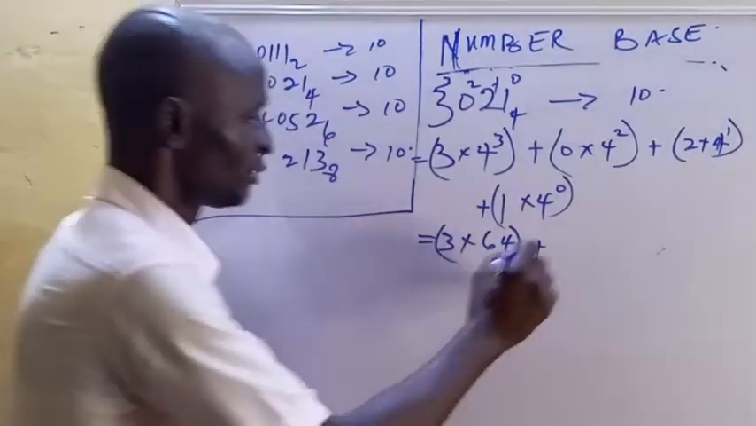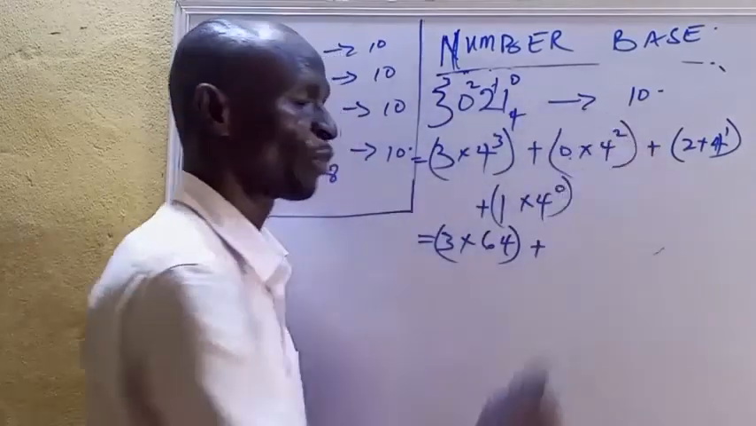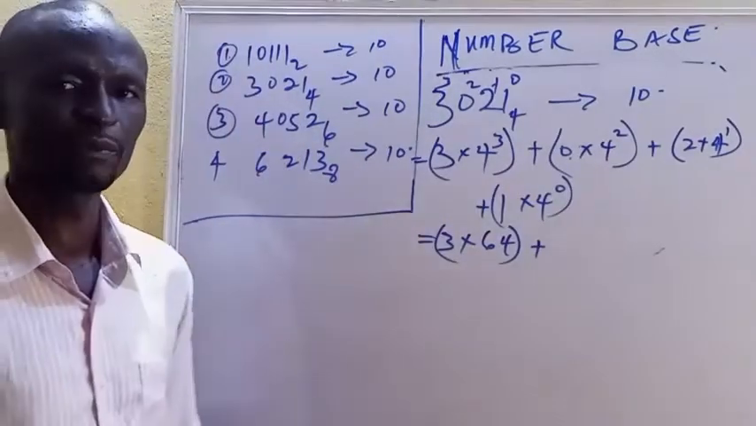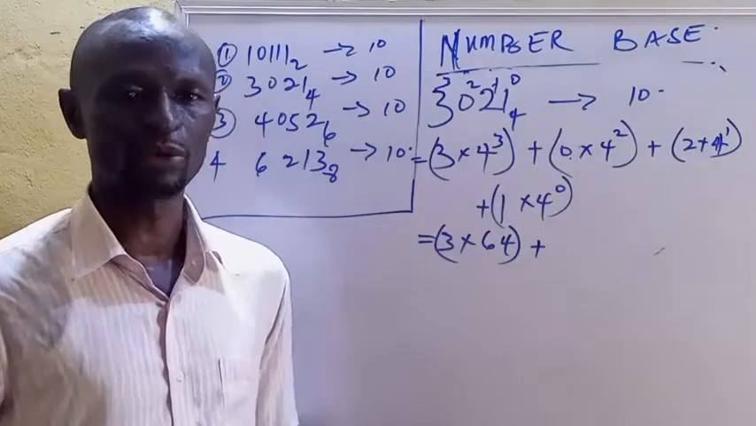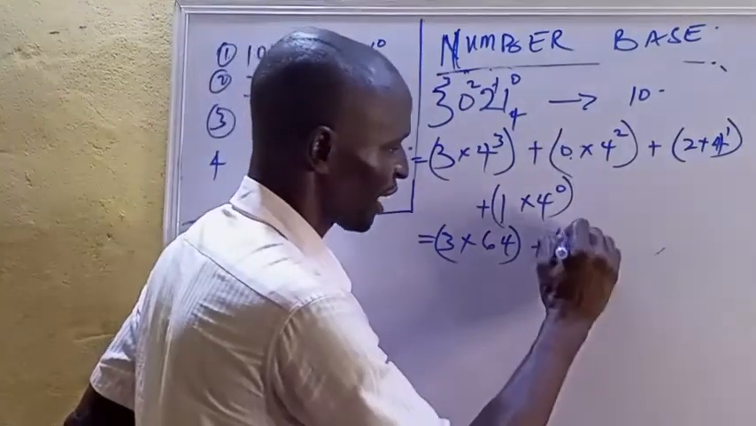Plus 0 times 4 raised to power 2. I want to close that bracket. 4 raised to power 2 is 16. Anything multiplied by 0 becomes 0. So I close this bracket to 0.